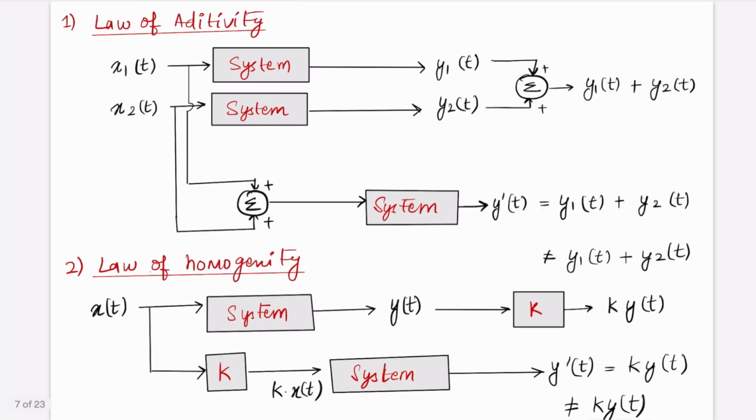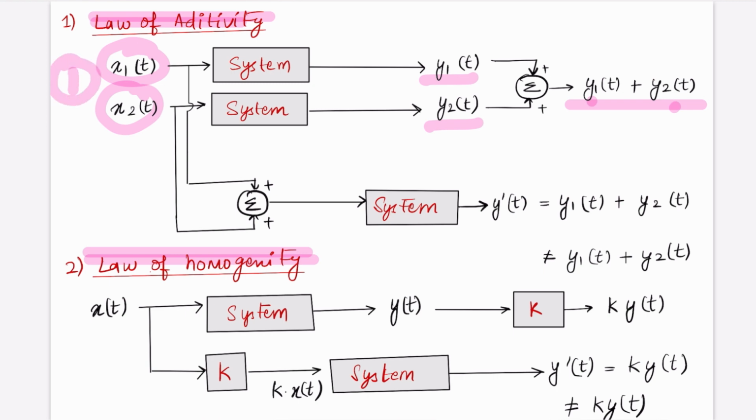A linear system basically follows two rules. The first one is the law of additivity and the second one is the law of homogeneity. What is the law of additivity? When we have two signals, suppose x1(t) and x2(t), they are input signals. When we pass them through a system and we get some outputs y1(t) and y2(t) and we add them up, we get the total output that will be equal to y1(t) plus y2(t). And this is the first way of doing this.